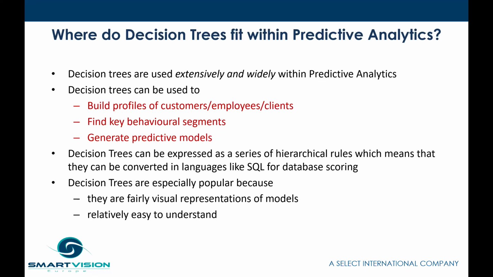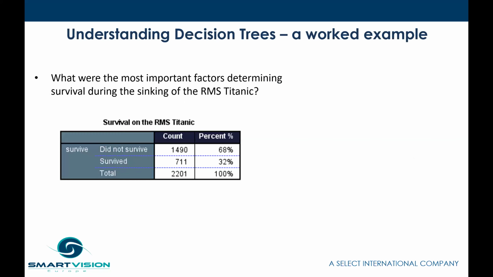Now, decision trees are really popular, and one of the reasons is that they're a very visual representation of models, so the kind of modeling about tiers. As a result, they're relatively easy to understand. So often when you're a student starting out on your AI course or your undergraduate data science course, one of the first things they introduce you to is decision trees, because it's quite a gentle introduction to the world of predictive modeling. Okay, so with that in mind, let's look at a worked example here.